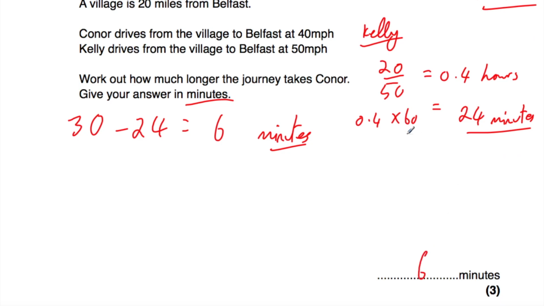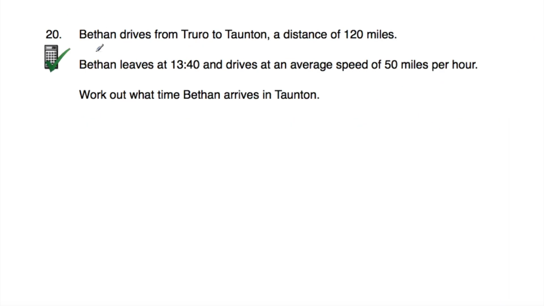Okay, let's look at our next question, question number 20. It says, Bethan drives from Truro to Taunton and it's a distance of 120 miles. She leaves at 1:40 and drives at an average speed of 50 miles per hour. And the question asks us to work out what time Bethan arrives in Taunton.